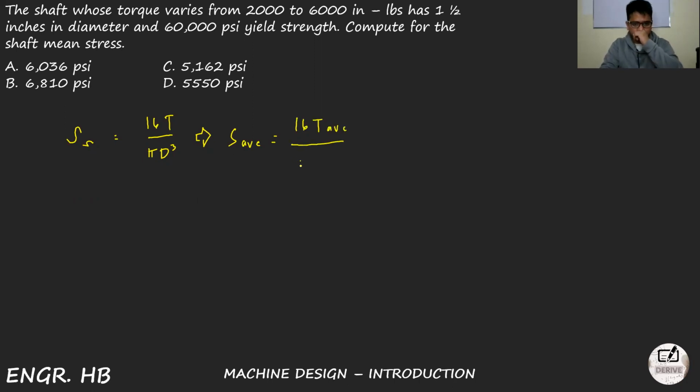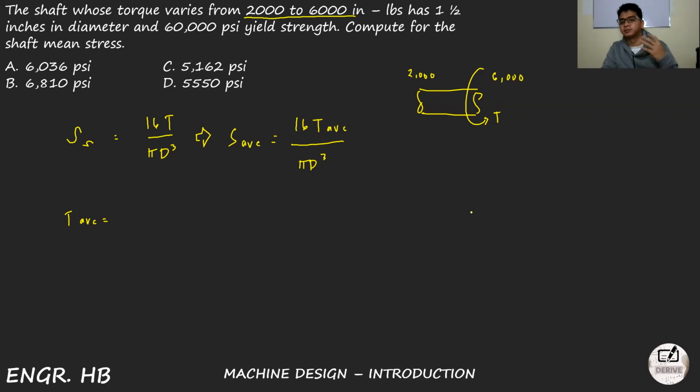Okay? And sabi ko nga kanina, in order for us to have our average stress, we need 2 values. So kailangan meron tayong 2 values ng torque. So kunyari meron tayong shaft dito, no? Ang normal na problem ay meron lamang siyang isang value ng torque. Pero in this case, we have a varying torque amount of 2,000 to 6,000. So maaring dito sa dulo, naka-experience lang siya ng 2,000, tapos papunta naman dito sa kanan ay naka-experience na siya ng maximum value of 6,000.